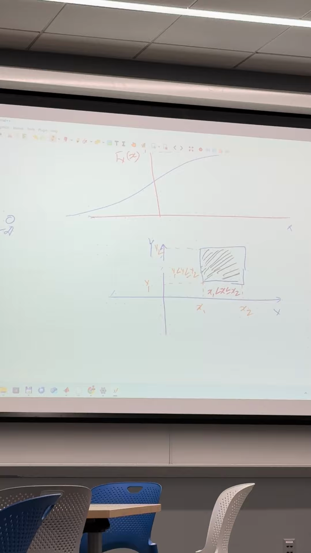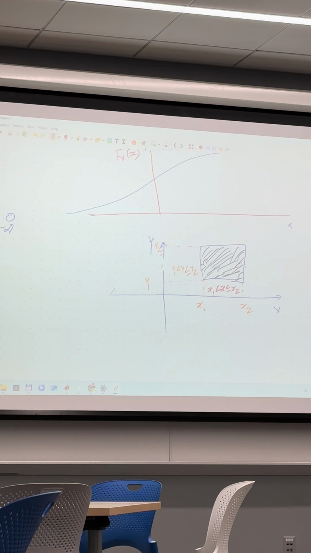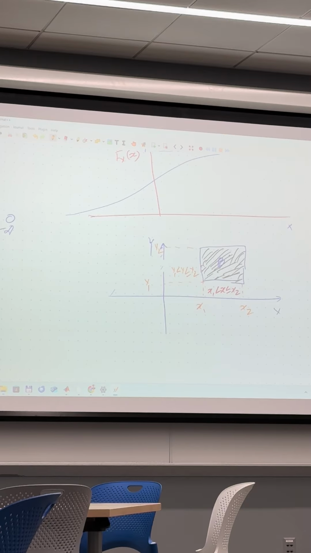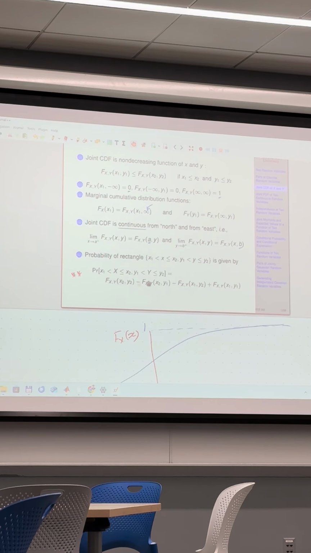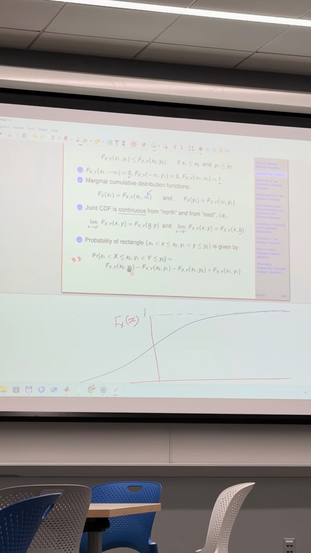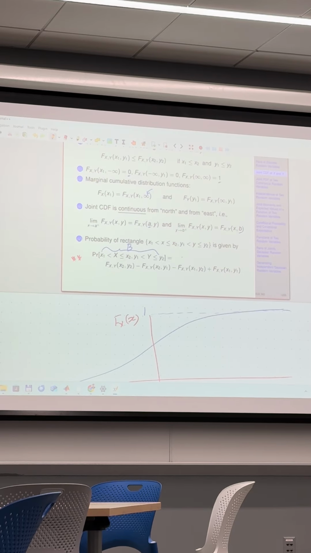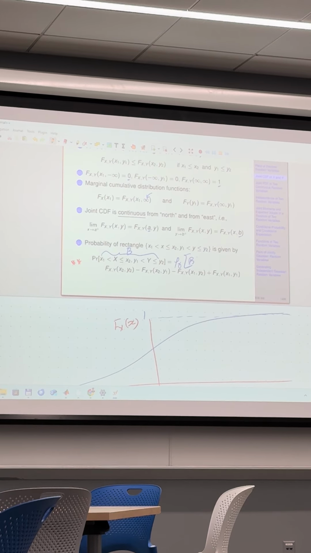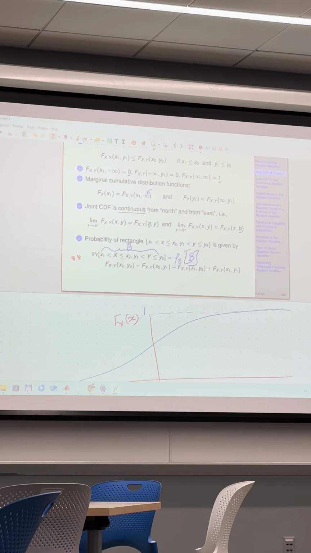It's a rectangular region, and let's denote it with B. But the probability of this region you can find using the joint CDF. So this is the formula. You know x2, y2, x1, y1, all these parameters, so you can find the probability of this rectangular region. So this is basically the probability of B, which is a rectangle. You can find it using this joint CDF. So these are the properties.